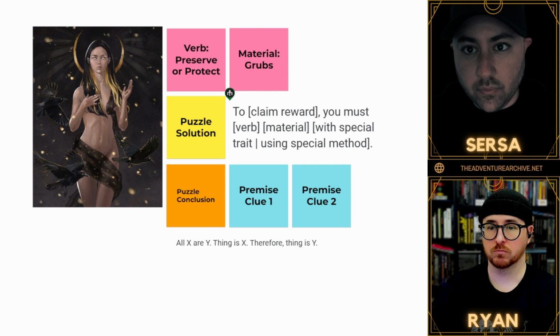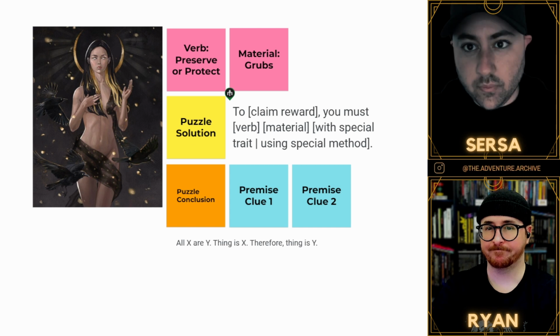preserve. And now with the material, we have grubs as our material. Do we want to preserve from or protect from grubs, or preserve with grubs? So which one of those jumps out at you? So we can have our puzzle solution be, we have to protect something from corrosive grubs, or we preserve or protect something with grubs. The grubs themselves have some kind of preserving or protective effect. Does that make sense? Yeah, it does.